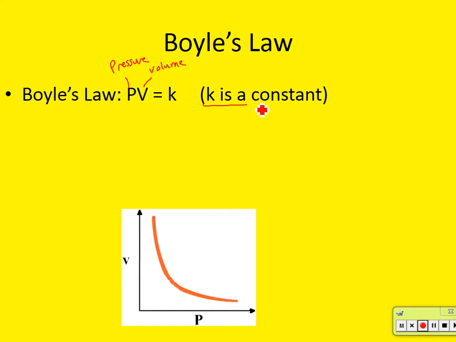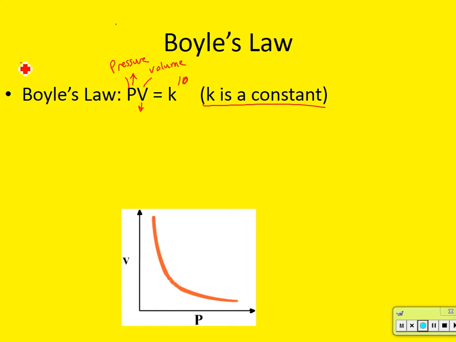And K is a constant. It can be any number, but it stays constant. Say it's 10. If pressure goes up, what would volume have to do in order for it to stay 10? It would have to go down, and vice versa. So that's how they're inversely related.